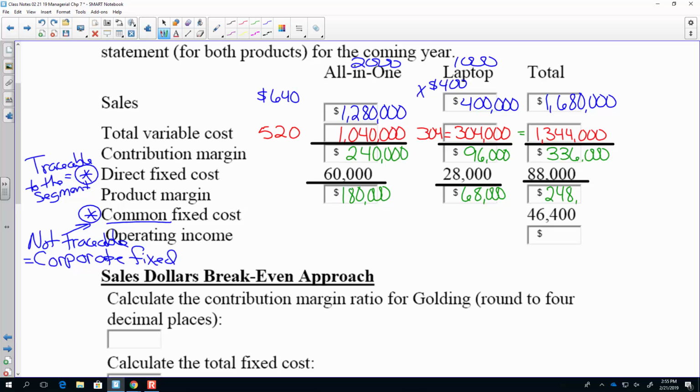And we subtract our common fixed cost of 46,400. I'll draw another line here just to break it up a little bit. In my ledger days, we got to double underline the bottom, right? So that finishes off the statement. So I came up with 201,600 for my operating income.